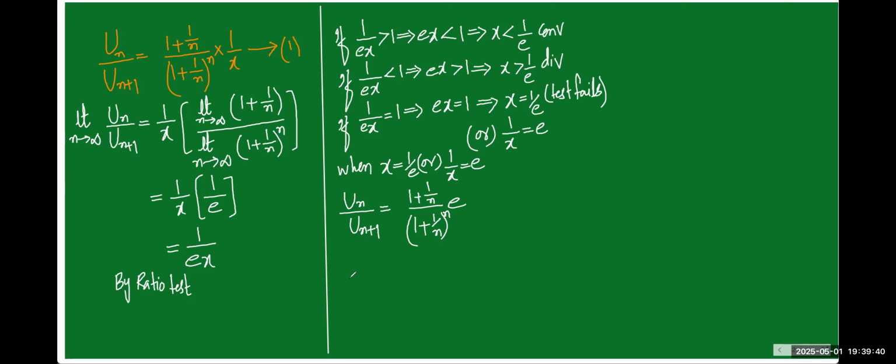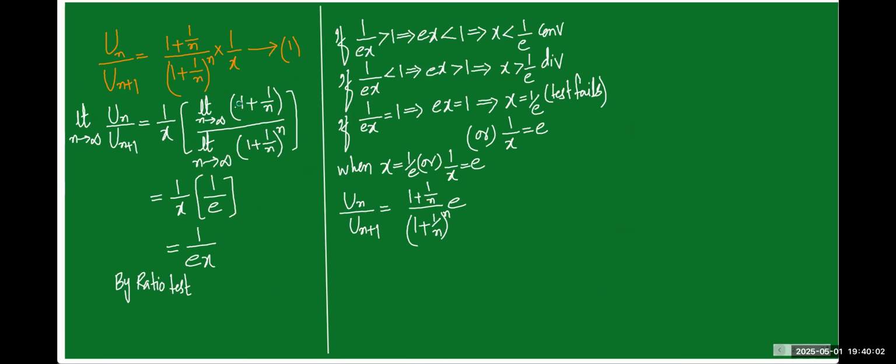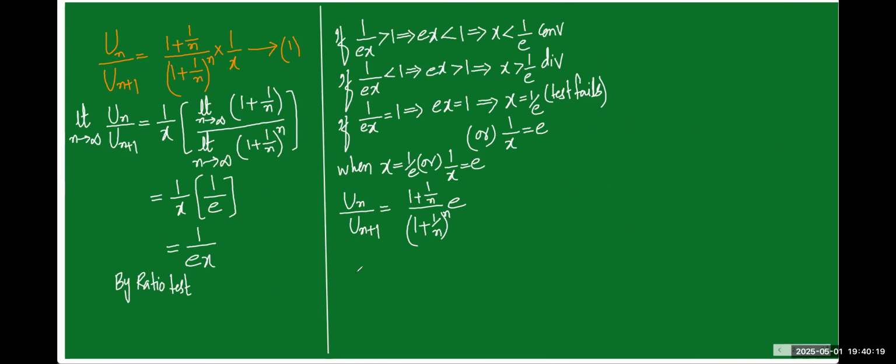Let me explain the statement first. Look at the logarithmic test statement: un by un plus 1, value we are getting here. Now taking log on both sides, multiplying with n and taking limit n tends to infinity. Three steps: taking log on both sides, multiplying n on both sides, taking limit n tends to infinity on both sides. Greater than 1 convergent, less than 1 divergent, equal to 1 test fails.